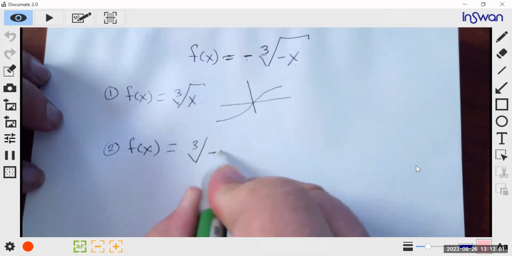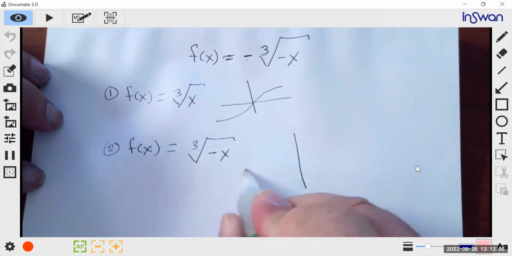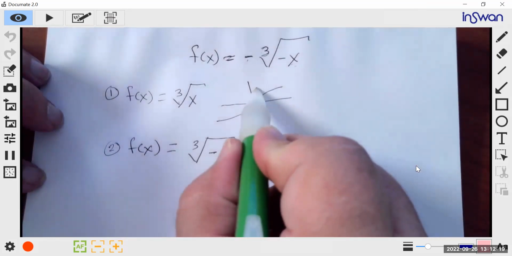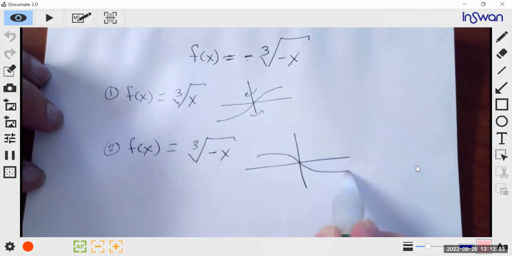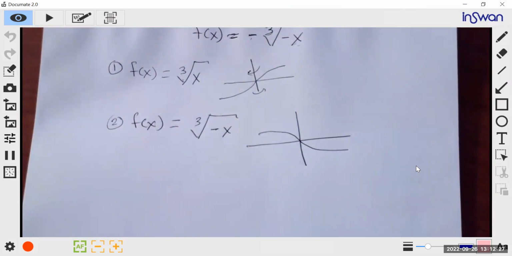It became negative. So what does that mean the graph does? If the X changed from positive to negative, what happens to the graph? Yes, but which, horizontally or vertically? Across the y-axis. So it flips this way, because if it happens inside the function, it flips across the y-axis.